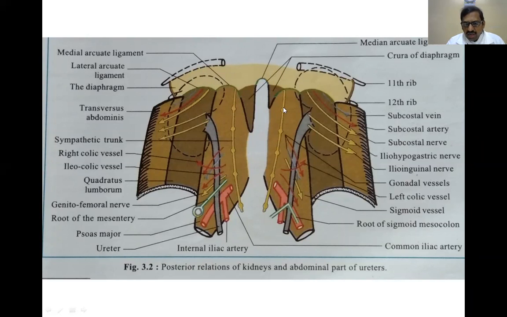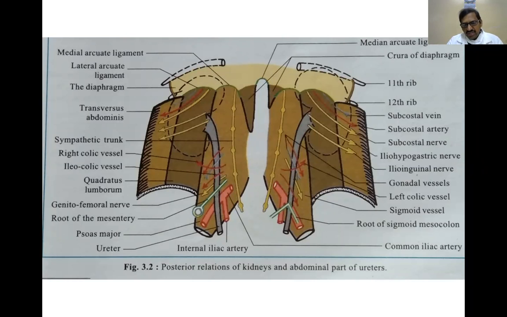And the hilum of the kidney is about 5 centimeters away from the midline, and the lower pole is about 7.5 centimeters away from the midline. That is why the kidney is not like this. The kidney is oriented like this, so this is the upper pole, middle, and lower. That is why there is a difference in the distance of the upper pole, hilum and lower pole from the midline. That is another important point.